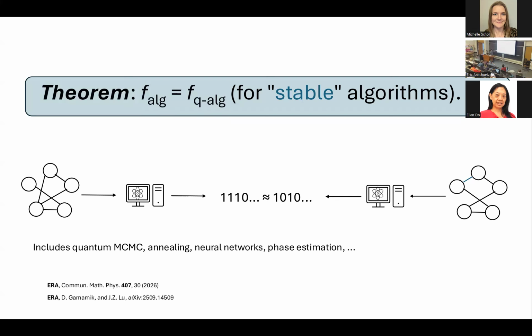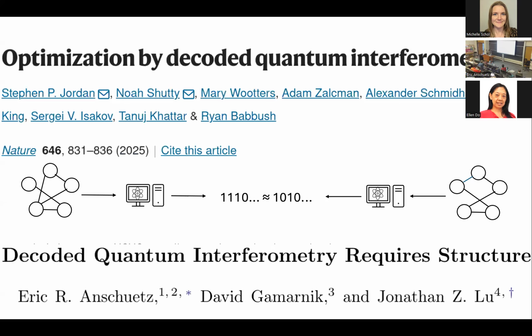And for the more experts in the room, this class of algorithms includes things like quantum generalizations of Markov chain Monte Carlo, quantum generalizations of simulated annealing, quantum neural networks, phase estimation, all the standard quantum algorithm primitives we know. And this also includes very recent algorithms, including this algorithm put out by people at Google. It turns out if you have some assumptions on the decoding rate, some hyperparameter that goes into this algorithm, you can also show that these algorithms are unable to do combinatorial optimization beyond what classical algorithms can achieve.